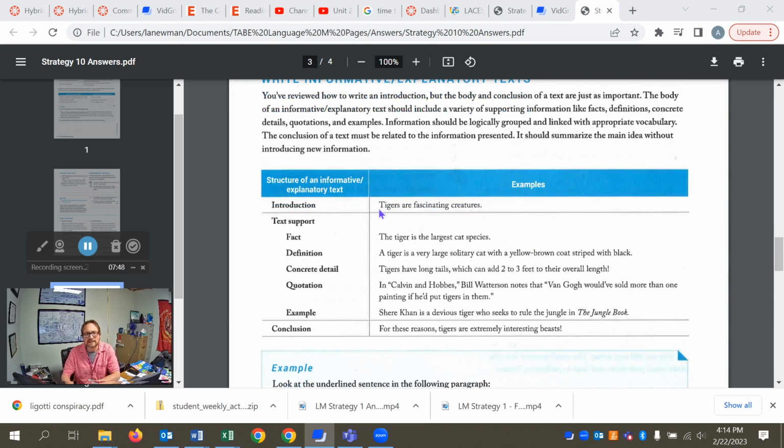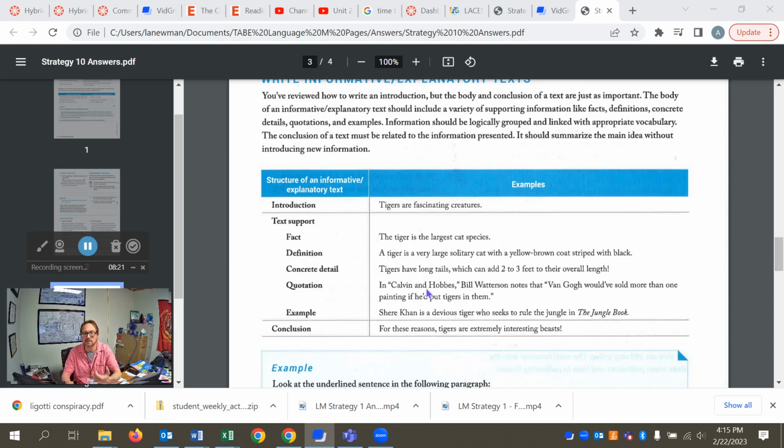Okay, so our introduction: tigers are fascinating creatures. That's our working introduction. So they're kind of showing us some examples of the type of details that can support the introduction throughout the body of the text. So facts, like the tiger being the largest of cat species. A definition, an official definition of something. A concrete detail, telling us a characteristic or something about the tiger that's representative of the whole.